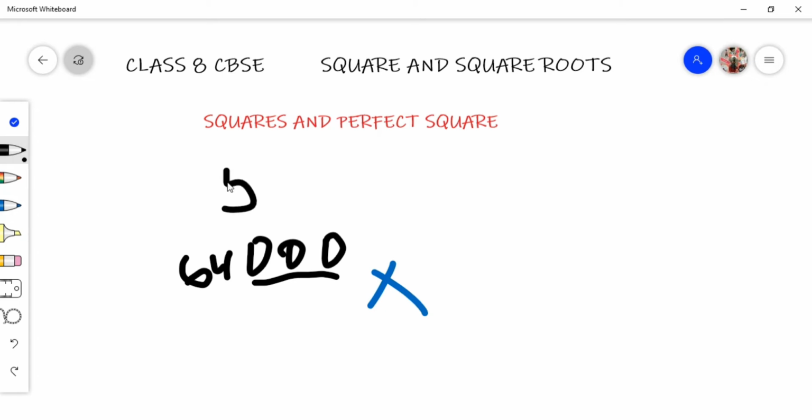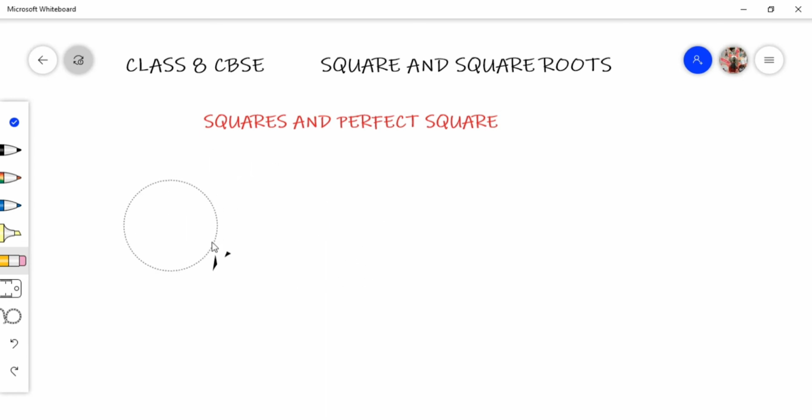It can also be 50. 50 has one zero at its end, and one is an odd number. So it also cannot be a perfect square number. Now we know the third property as well, as it was very easy and understandable. Next one is property number 4.